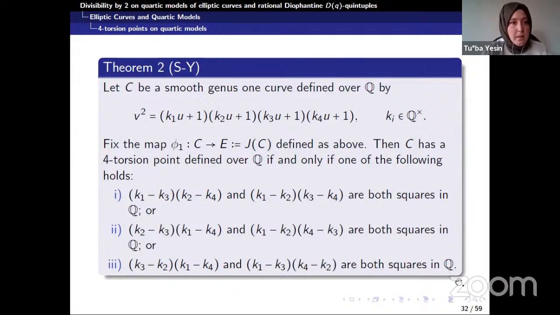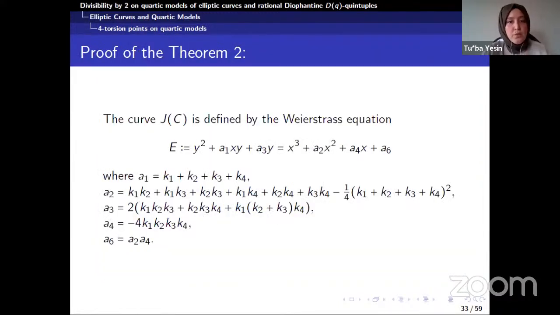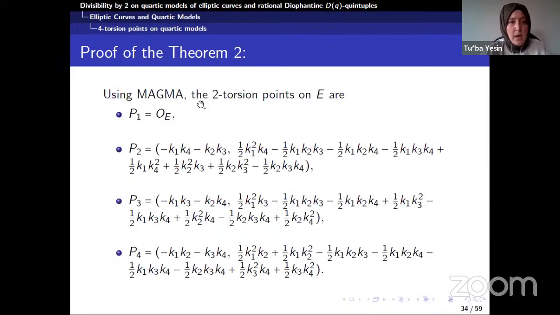Okay, and now we can see the proof, just maybe quickly without much detail. By using this phi1 isomorphism, we can find the explicit elliptic curve described by the Weierstrass equation. The coefficients are here, A1, A2 to A6. Okay. And now by using Magma, the computer program, we can find the two torsion points on E.